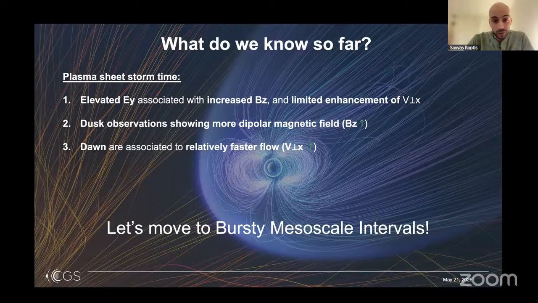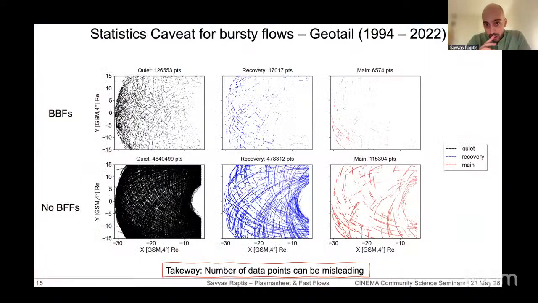And the next thing we wanted to do is see how the mesoscale contribution can change this picture, or how it actually helps us understand it. And just here, one of the caveats I want to highlight: while we do have a lot of points, and this is great because we can actually do statistics, this becomes a very big problem when we try to look at mesoscale structures. You can see, for example, here with Geotail data that the sparsity we have, especially during the main phase, during bursty bulk flows, is extremely high.